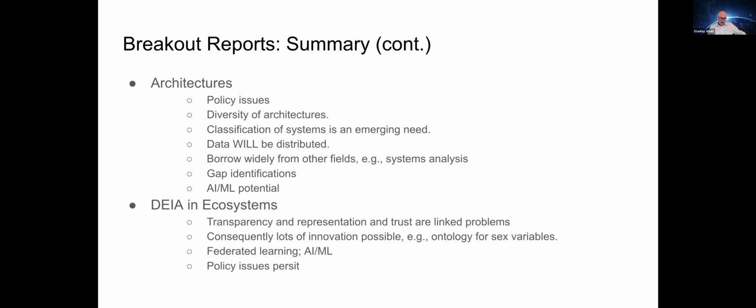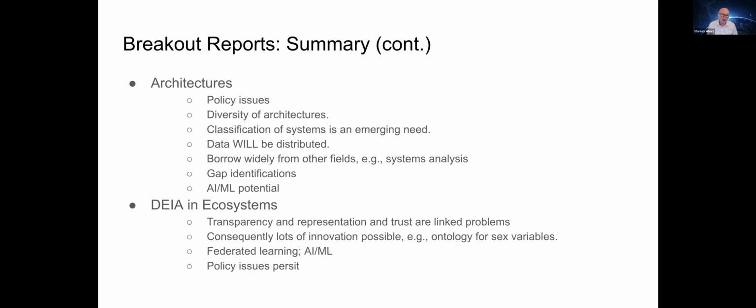Then shifting to DEIA in the ecosystems. Boy, I just drove home listening to just the summary. I wasn't in that session, but transparency and representation and trust are all linked together problems. It's not a surprise at all, but it drove the point home. But that does mean that there's lots of innovation possible. And the idea of ontology for sex variables is fantastic.